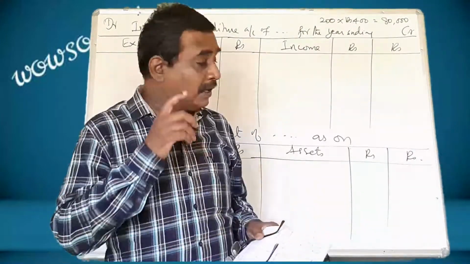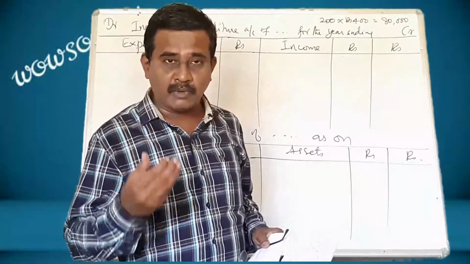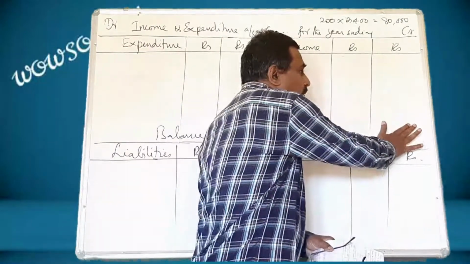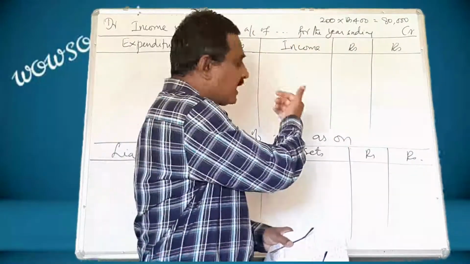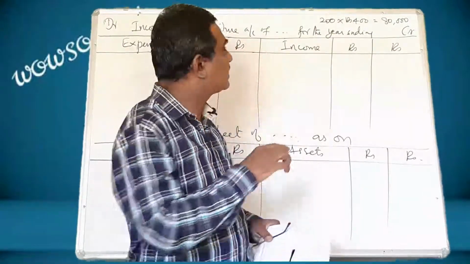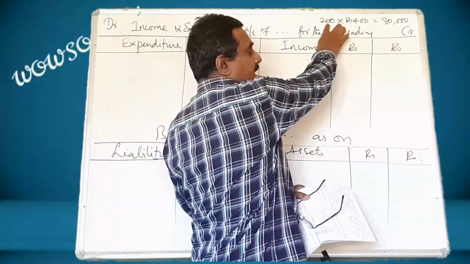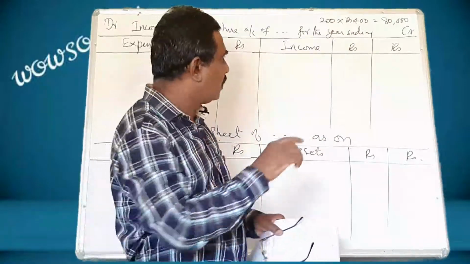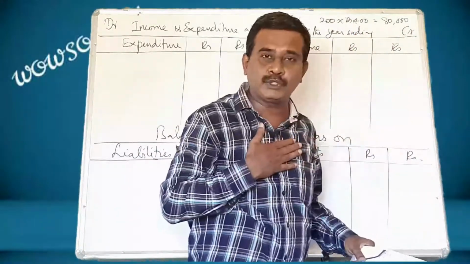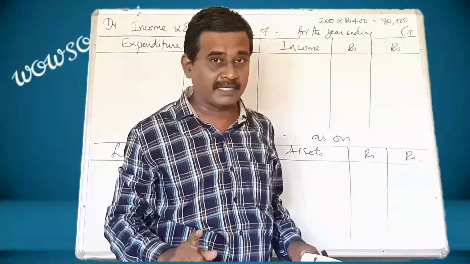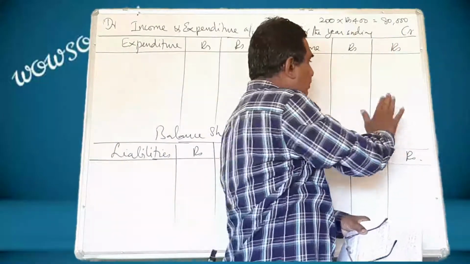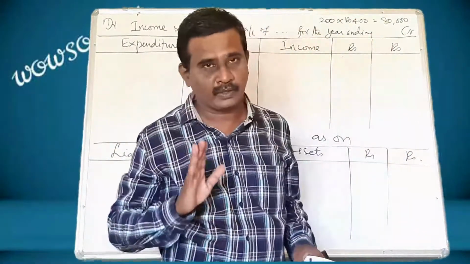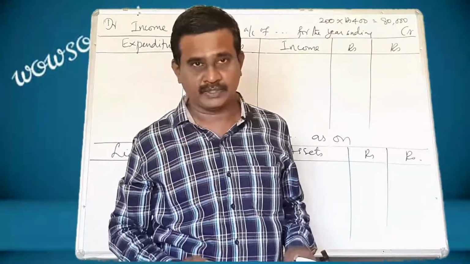You can easily guess the amount which can be shown in the outer column of the income side. How many members are there? 200 members are there and 400 rupees is the annual subscription. So, in that year we have to collect 80,000. Remember that this 80,000 will be shown in the outer column. Okay, I hope you have understood.